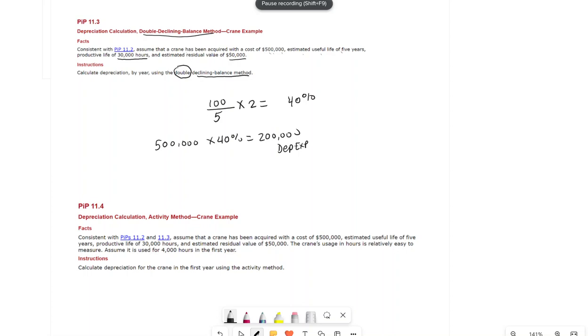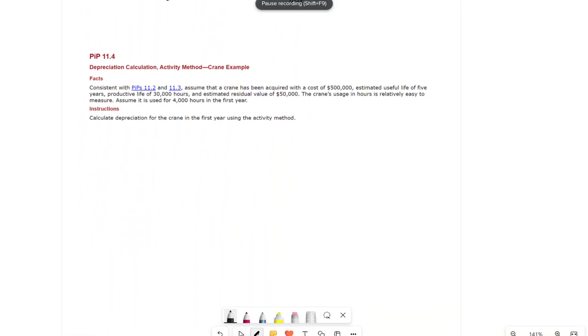Again, residual value is not accounted for when you're doing a double declining method, but you cannot depreciate the asset below the residual value. You can only depreciate the asset up to the residual value, not more than that. Now my second method is the activity method, that you have seen before.